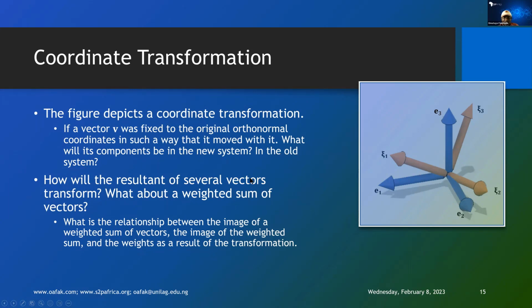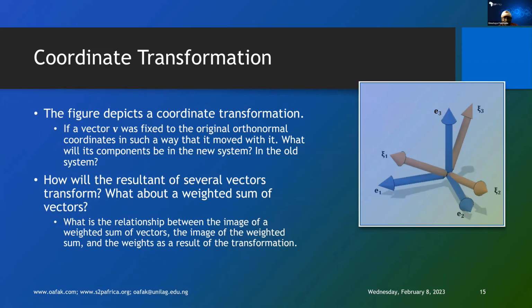What would be the resultant of several vectors? How will the resultant of several vectors transform? What about a weighted sum of vectors? What is the relationship between the image of a weighted sum of vectors and the weighted sum of the images? The image of a weighted sum and the vector sum of the images. Those are the kinds of things we will ask, so a coordinate transformation will eventually be shown to be a tensor.